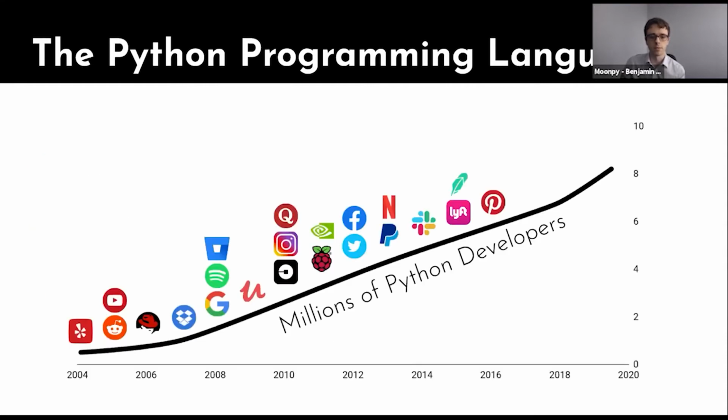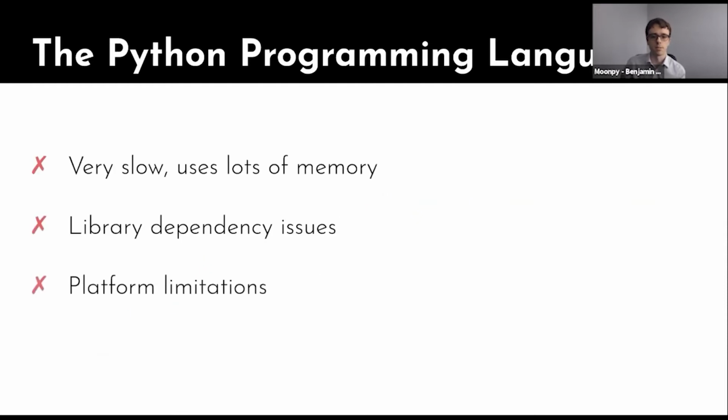All the big tech companies are using it, as shown by this graph highlighting the year they adopted it. The y-axis shows the millions of professional developers, and as you can see, its growth is accelerating. But Python does have some drawbacks.